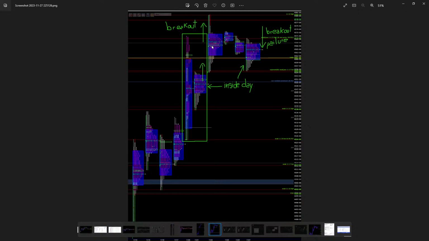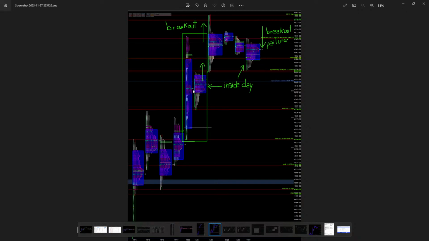Okay, when the market closes back inside this 2-day range, the breakout fails. But that's the first step. I cannot say yet that the breakout has failed, because the first one was the breakout of this inside day here.